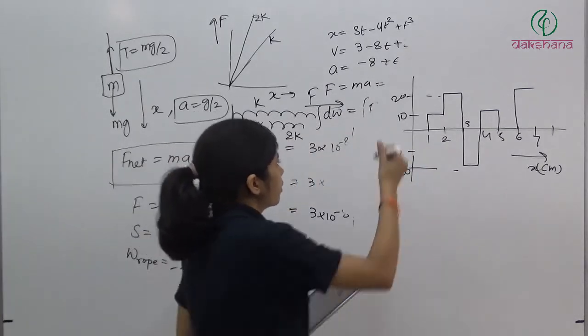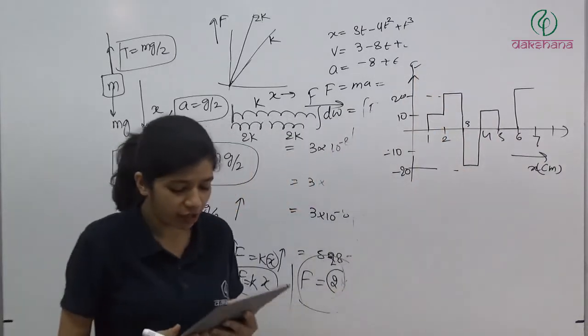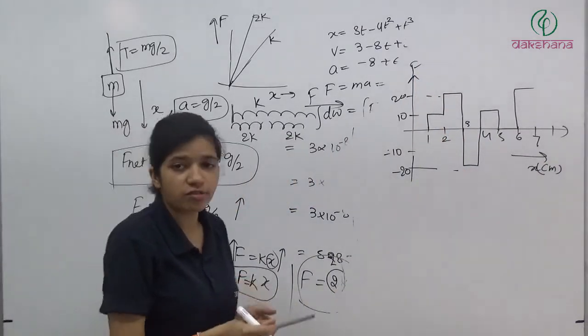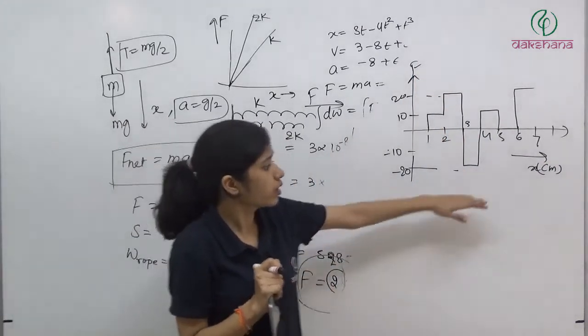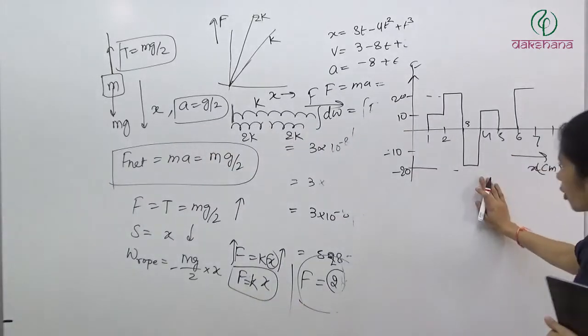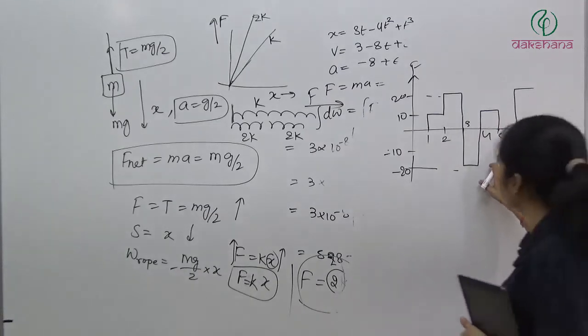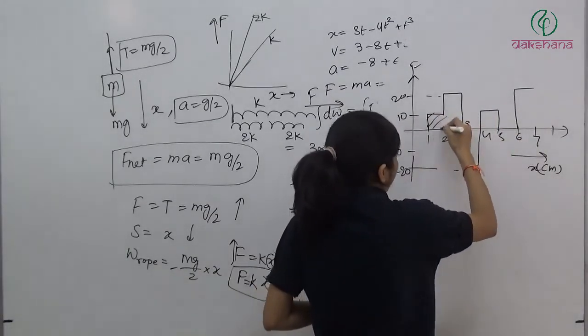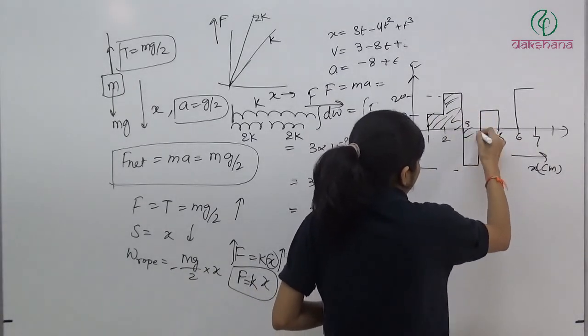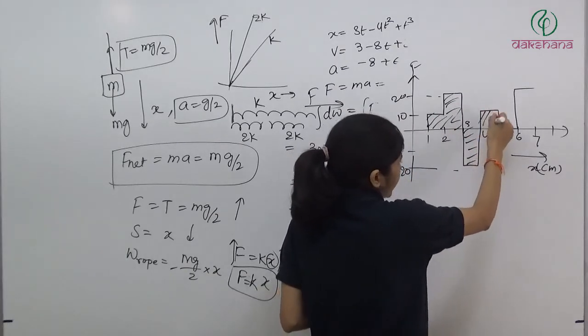So when you are finding the work done from the F-x curve, what we have to do is just find the area of the curve, simply the area of the curve. So from x equal to 1 to x equal to 5, which area will we calculate? This area. And definitely the area below will be taken negative, the area above will be taken positive.